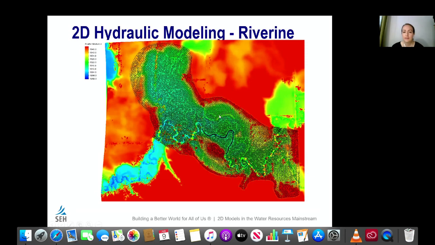That topographic data is really going to serve as the foundation of the 2D model. And on top of it, we drape a two-dimensional mesh. What we're showing here is these tiny little triangular elements that comprise the mesh. And with a 2D calculation, the water is balanced between these adjacent cells. So the flow isn't just confined to one dimension.